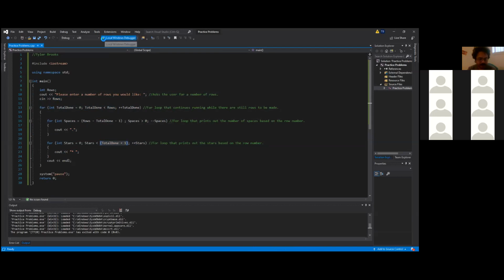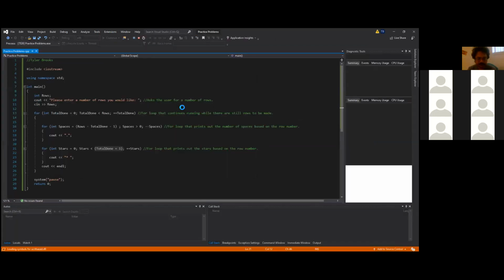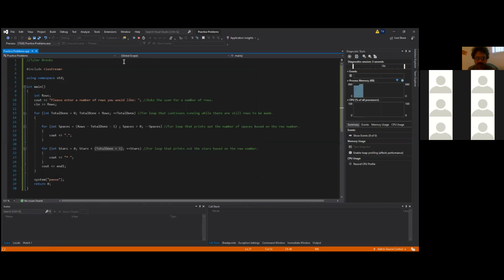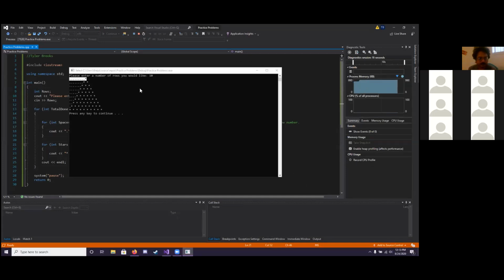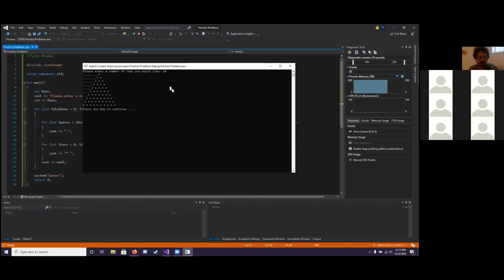Perfect. So whenever we go into debug, it prints out. Show us your screen. We just see your Visual Studio thing. One second. There we go. Perfect. So if you give the number 10, it first prints out 9 dots, then 1 star, and it follows all the way to 10 stars.